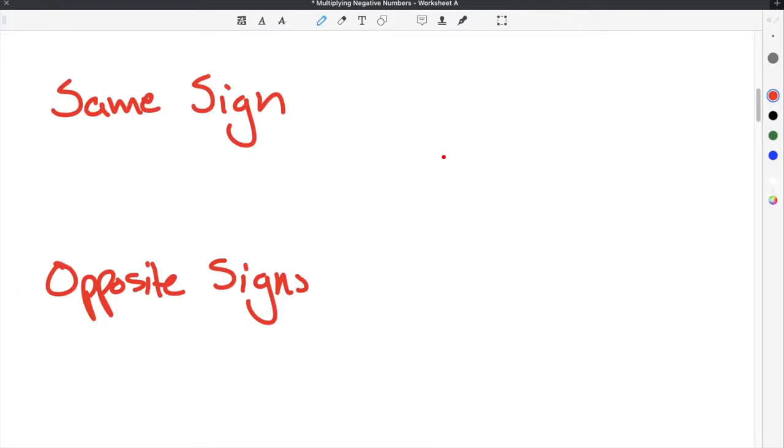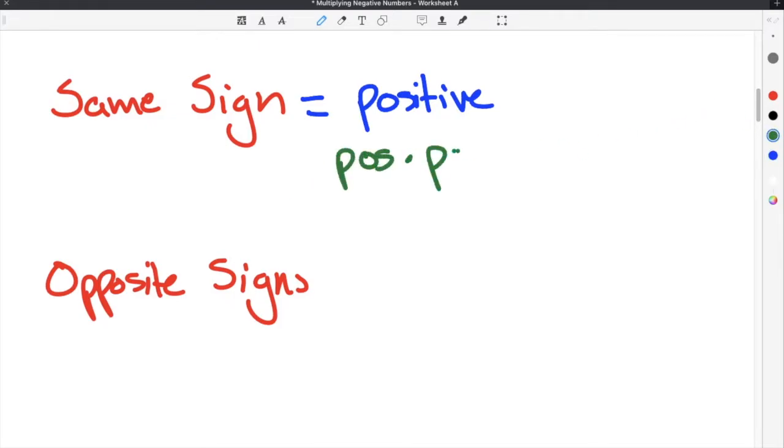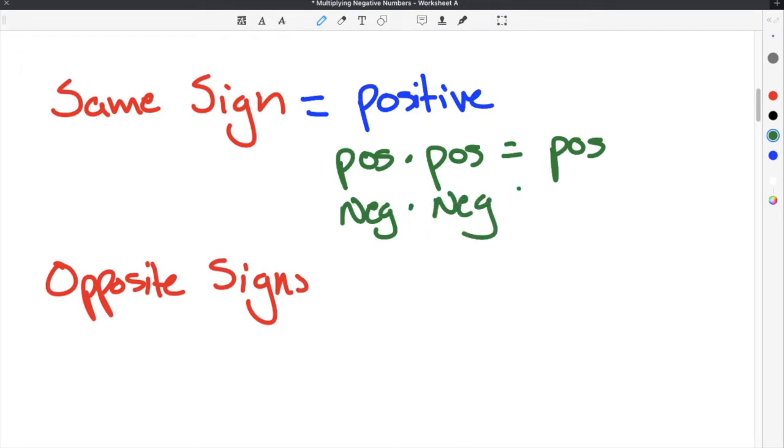There are two important rules to remember when figuring out how to multiply negative numbers. The first rule is that if you are multiplying two numbers together that have the same sign, your answer will be a positive number. So if you're doing a positive times a positive, that's going to equal a positive number. Or if you're doing a negative times another negative, that's also going to be a positive number.